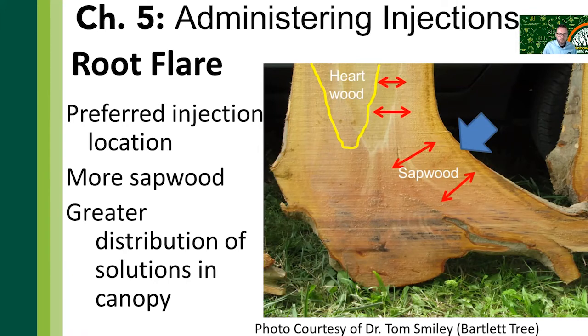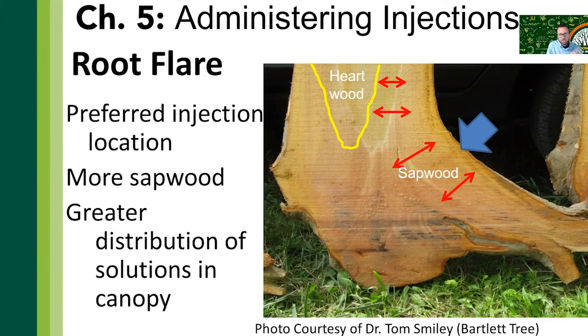This was a graphic provided by Dr. Smiley at Bartlett Tree Experts. The number one reason we want to concentrate on the root flare of the tree is, simply stated, we have more sapwood down there. We have a wider area of sapwood on the root flare. The vessels within that sapwood that are carrying water and nutrients up from the roots into the tree are wider, so we have more space to put products in. That helps with our uptake time. It also helps with our distribution, not only up into the tree, but also radially around the tree. So we find that when we inject into the root flare, we're getting better uptake and distribution both up and radially around the tree.